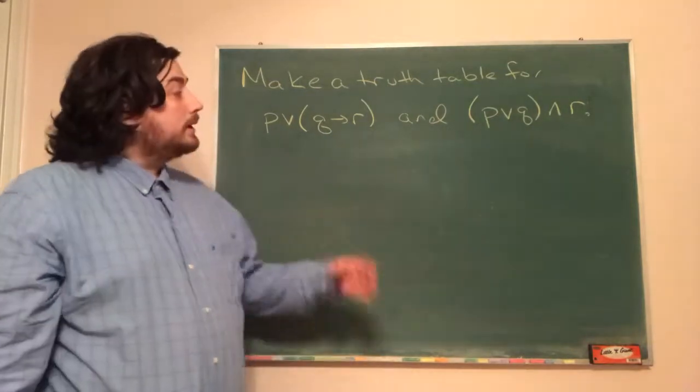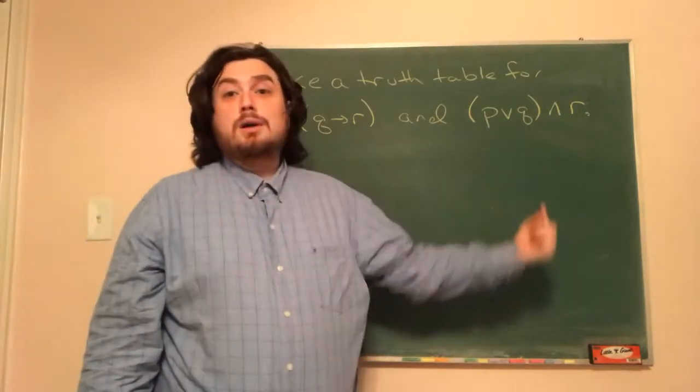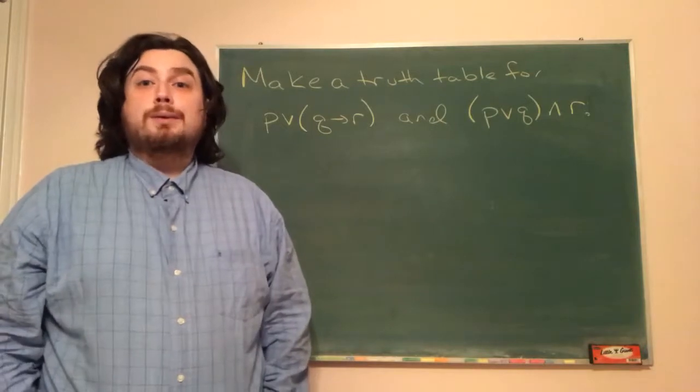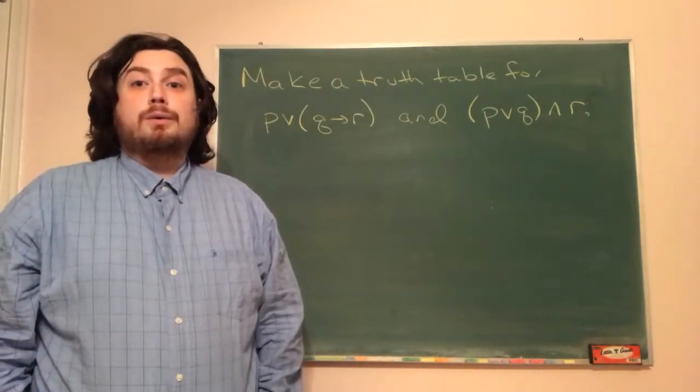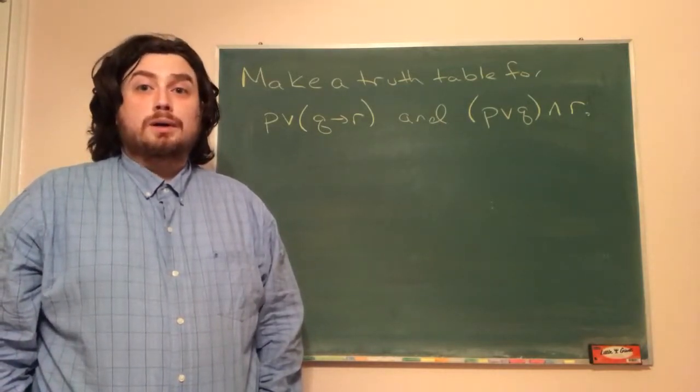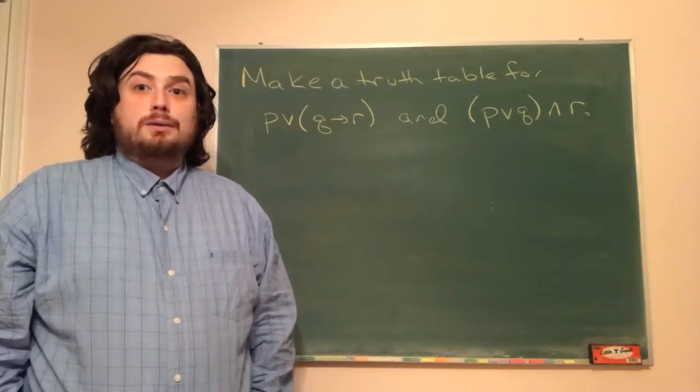And so when we look at these, we notice there's P's, Q's, and R's. So when we're making our truth table, we have to make sure that we have a column for all three of those, P, Q, and R. And so now we're going to go ahead and do that.